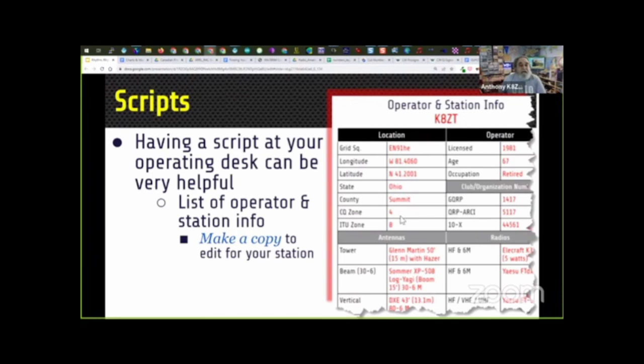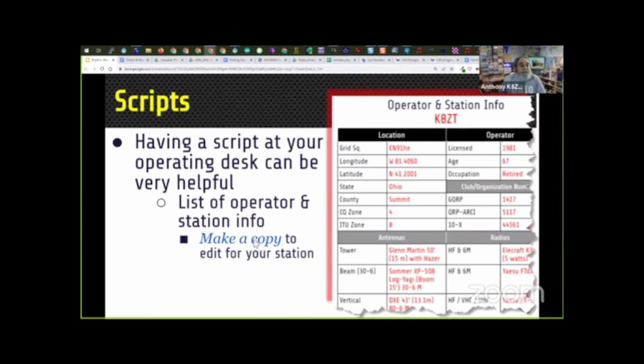Also remember your county, your CQ zone. Your ITU zone is not as commonly used, but you need to know it. Know your grid square, all 6 characters. You might want your longitude and latitude. You might want a little conversion chart for Fahrenheit to Celsius for temperatures, and what your antenna and other equipment is. Make a copy and have this at your station.